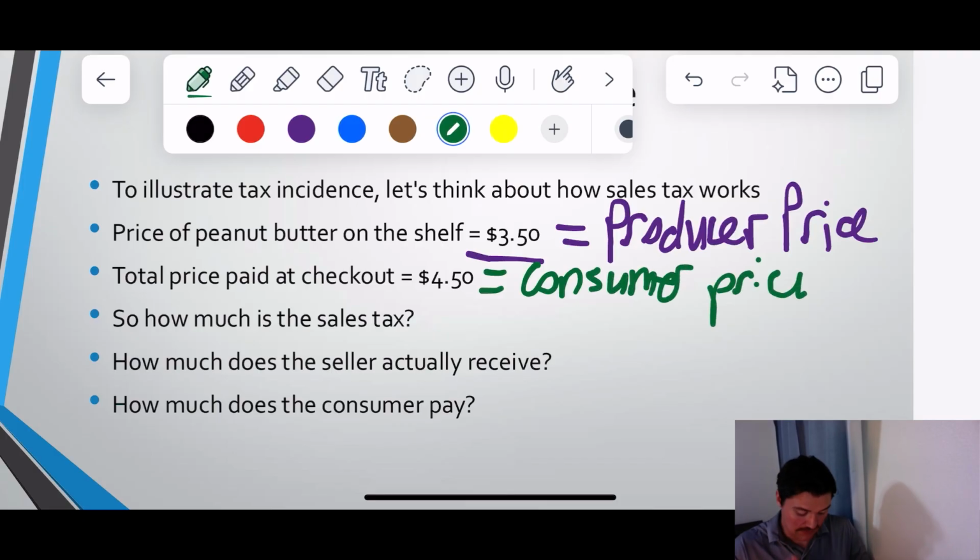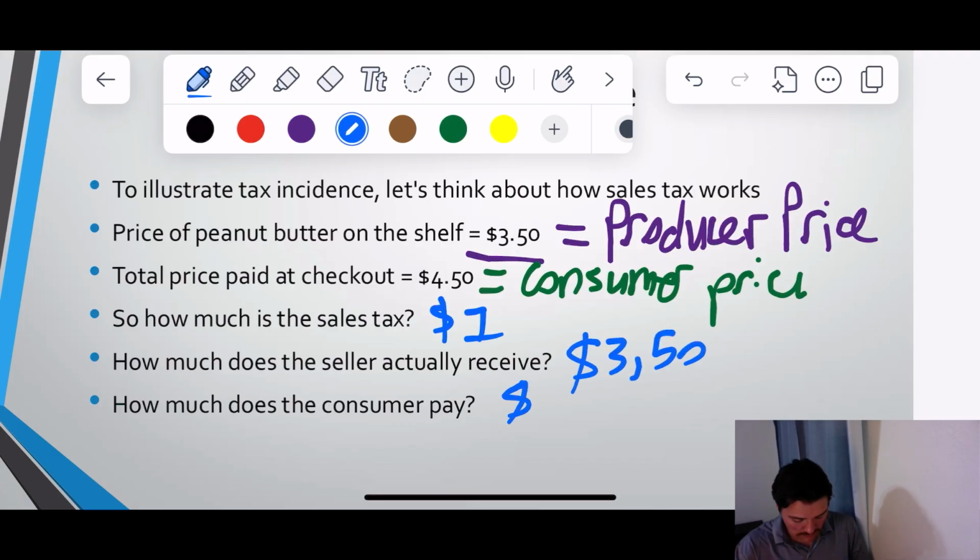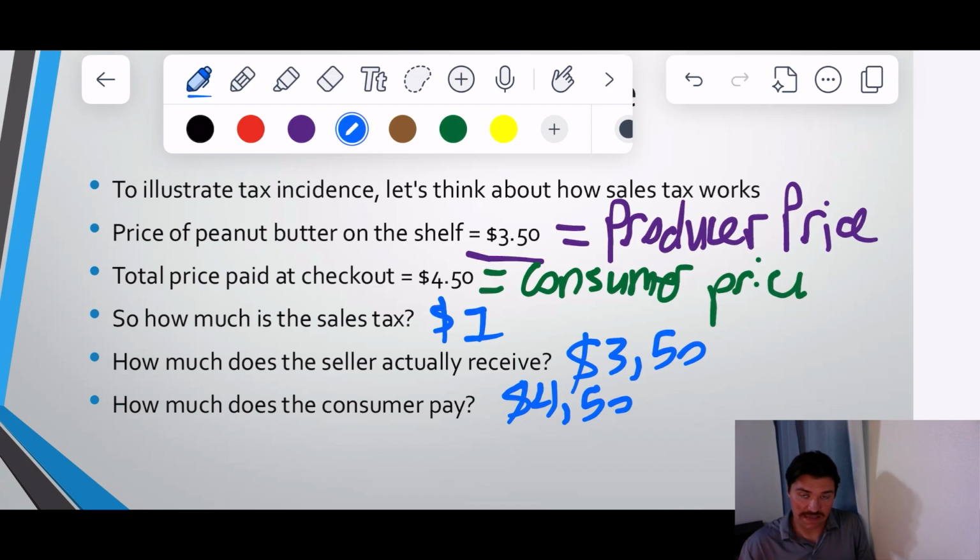So how much of a sales tax do we have? The producer's collecting $3.50, you're paying $4.50. That $1, that's going to the government, right? Remember that the seller is actually getting $3.50 and you're paying $4.50. Okay, so therefore there's the sales tax, $1. Now, in terms of the burden side of this, we need to go before the tax.